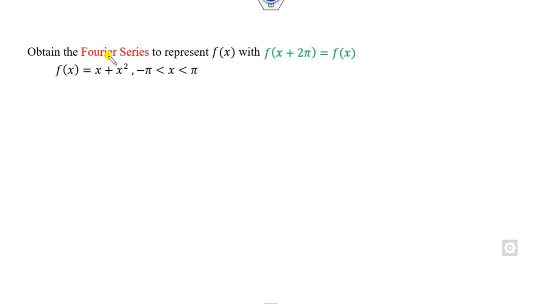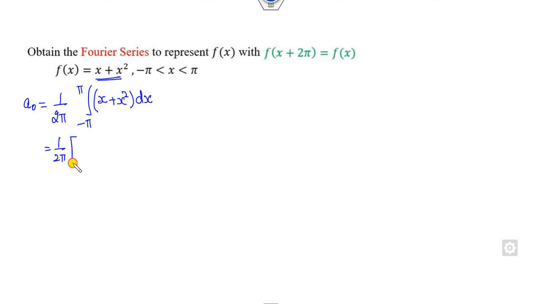Okay, look at this one. This function is neither even nor odd. So can you find the a0? a0 is 1 over 2 pi, integral from minus pi to pi of x plus x square. So what is the integration of this?